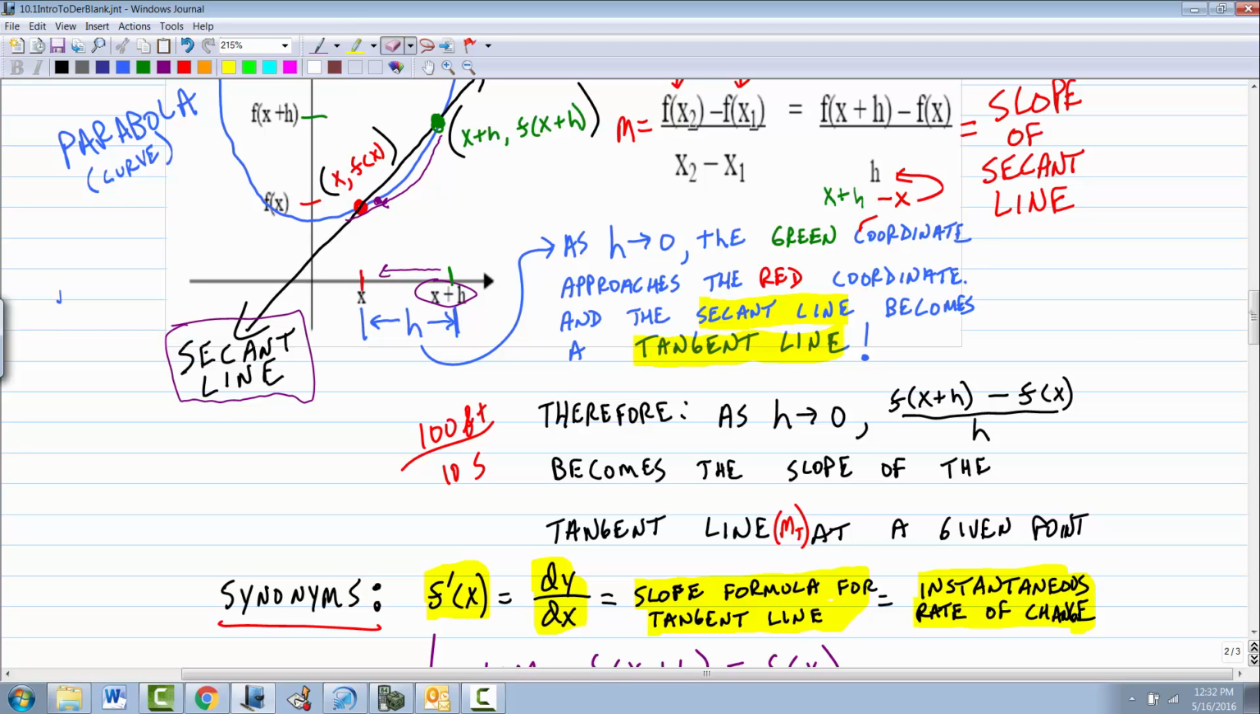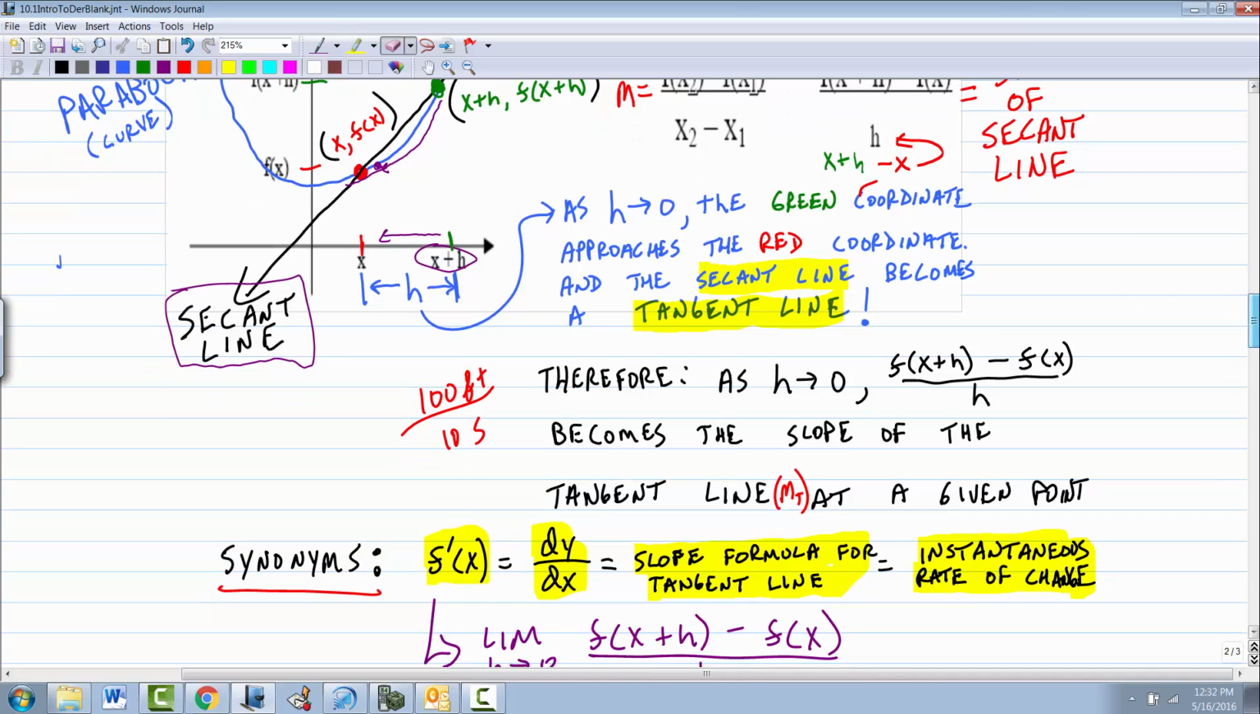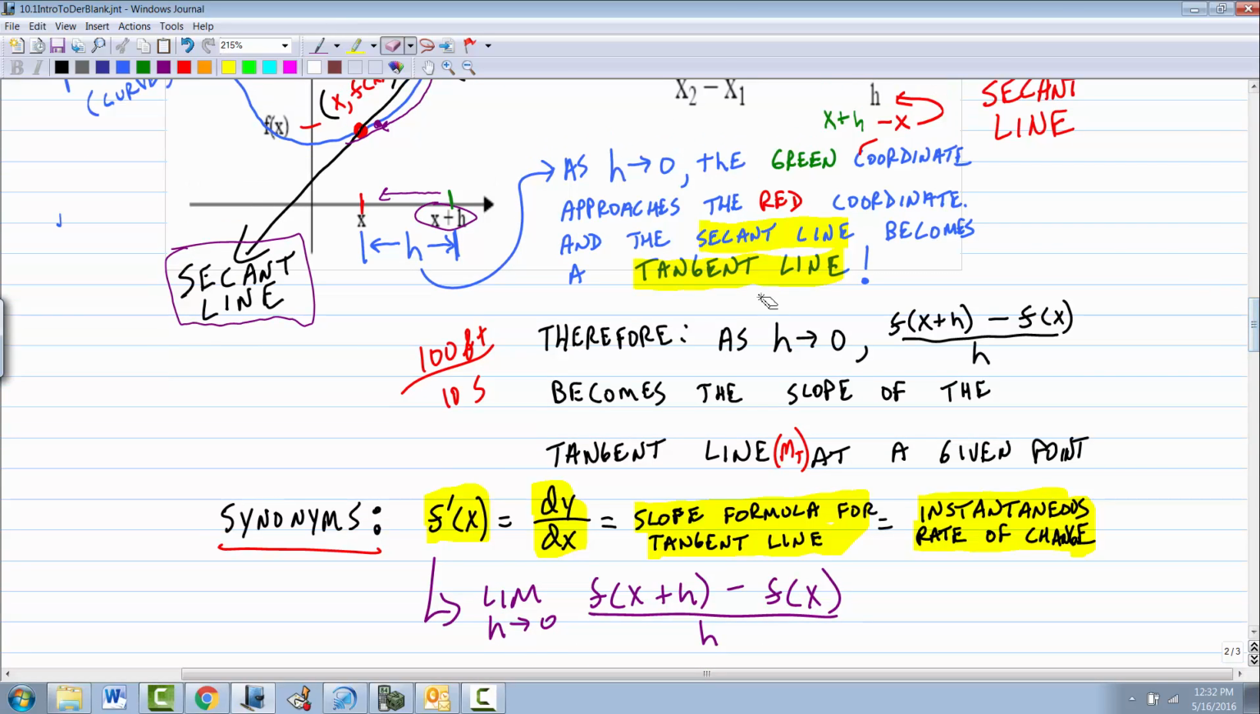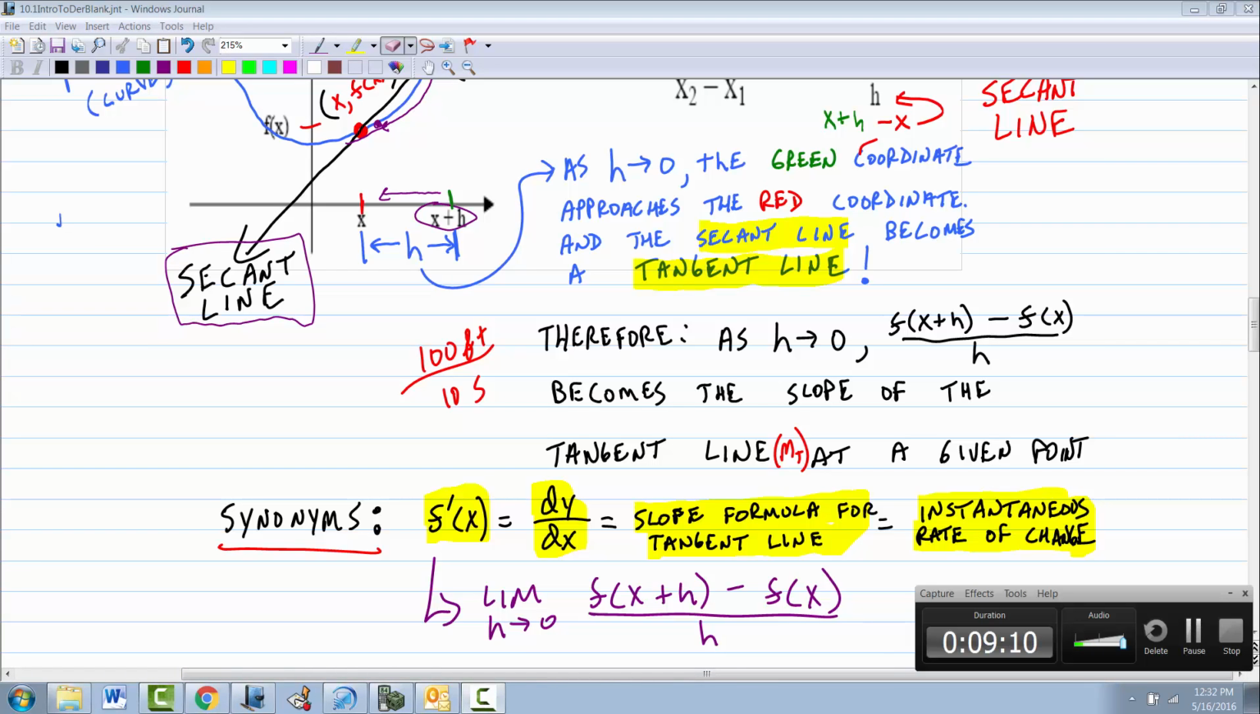Actually, you can do two things at once. Go ahead and write all this down. So, as h gets closer to 0, the green coordinate approaches the red coordinate, and we are almost turning this into a tangent line. So therefore, as h approaches 0, this formula becomes the slope of a tangent line at a given point formula. Now, in calculus, this is what I did for my students. I'll talk about that after you write a little bit.